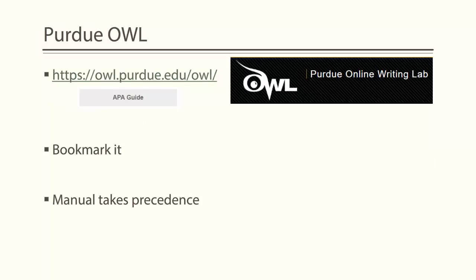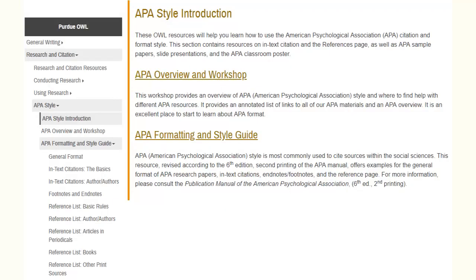The Purdue OWL website is another resource you can use for APA referencing. Bookmarking the site can be very helpful, and it's great for online access when you don't have your manual with you. Some of your professors may also refer you to Purdue OWL, but if OWL differs from the manual, the manual does take preference. This is a screenshot of the APA section of the Purdue OWL site.